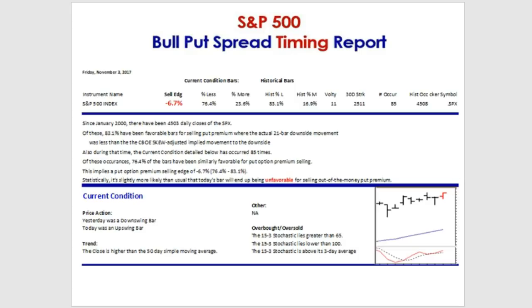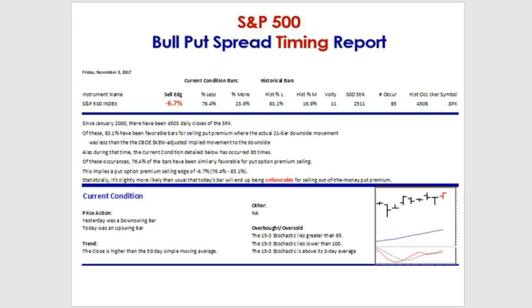So this implies a selling edge, a bull put spread selling edge that's negative, minus 6.7. So it's not as good a time as normal to put on these bull put spreads. Statistically, then, it's more likely than usual that Friday's bar will end up being one that's unfavorable for selling out of the money put premium. All right, so that's that for the bull put spread.